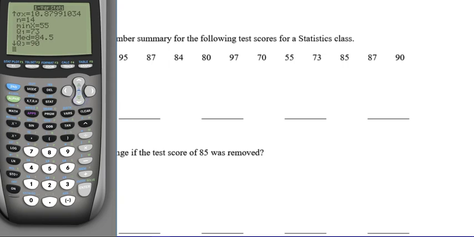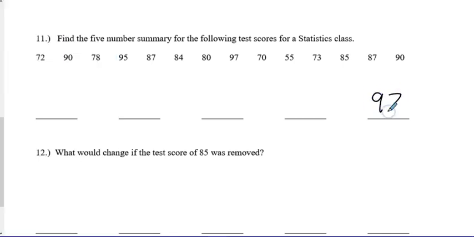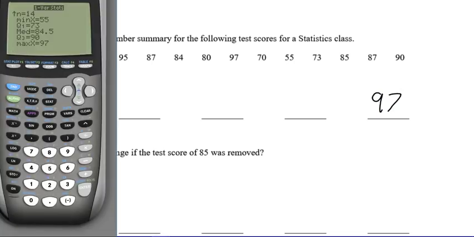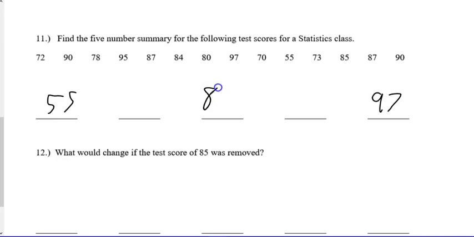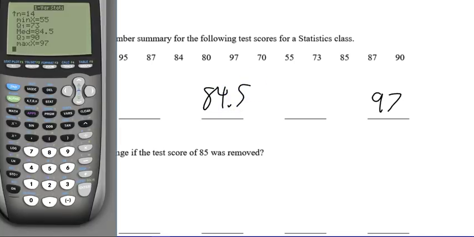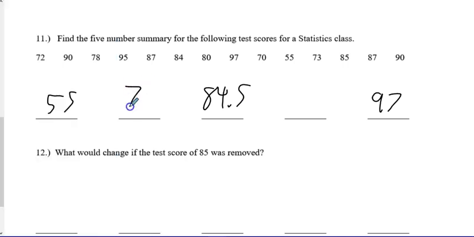So it's 14 numbers, we counted that. The minimum is 55. The maximum is 97. So this is 97. That is 55. My median is 84.5. My Q1 is 73, and Q3 is 90. So 73 and 90. There's my 5-number summary.